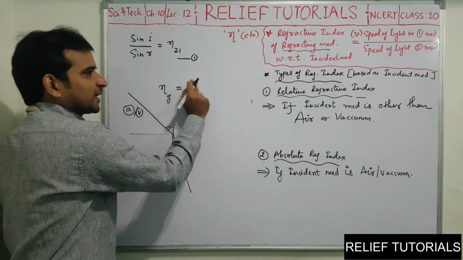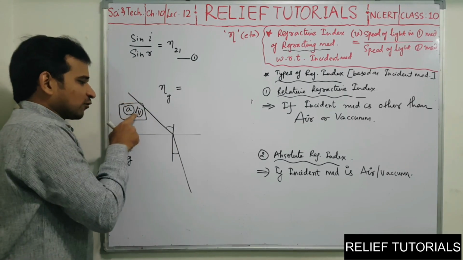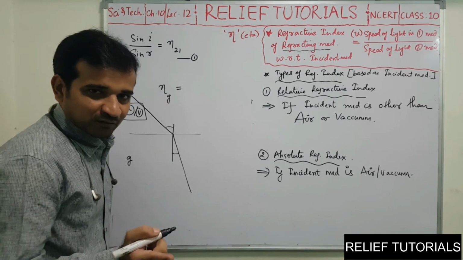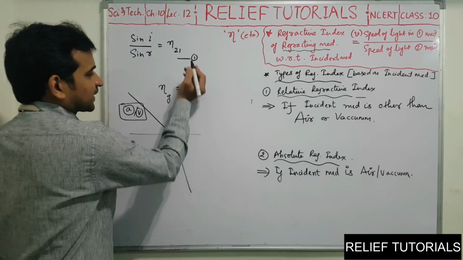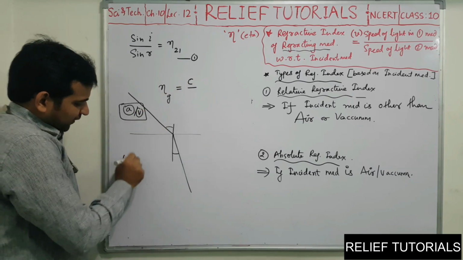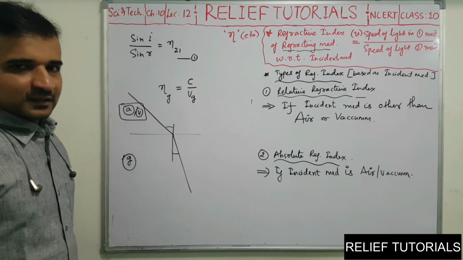Then the speed of light in medium number 1. Speed of light in medium 1 means speed of light in air or vacuum, and that is the fastest one, 3 into 10 raised to 8 meter per second, symbolized as C, upon the speed of light in glass. So C by the speed of light in glass.